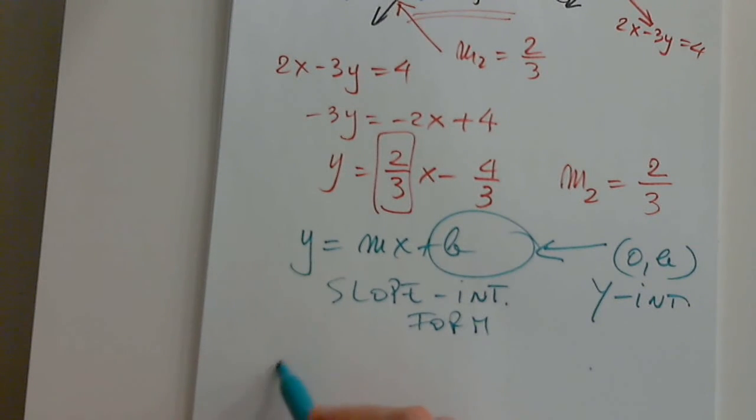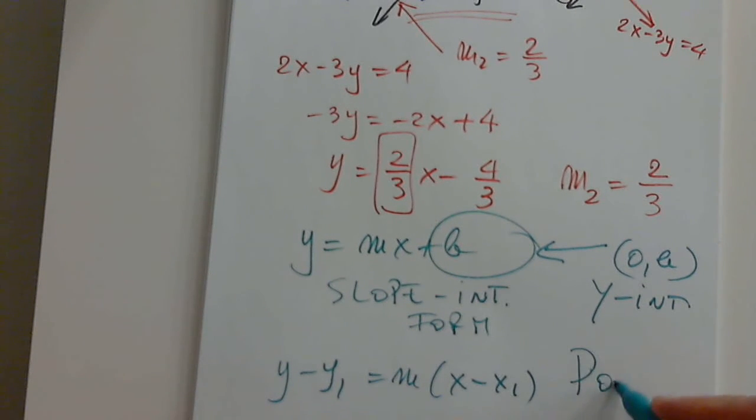The other option is y minus y1 equals the slope times x minus x1, which is point slope form.